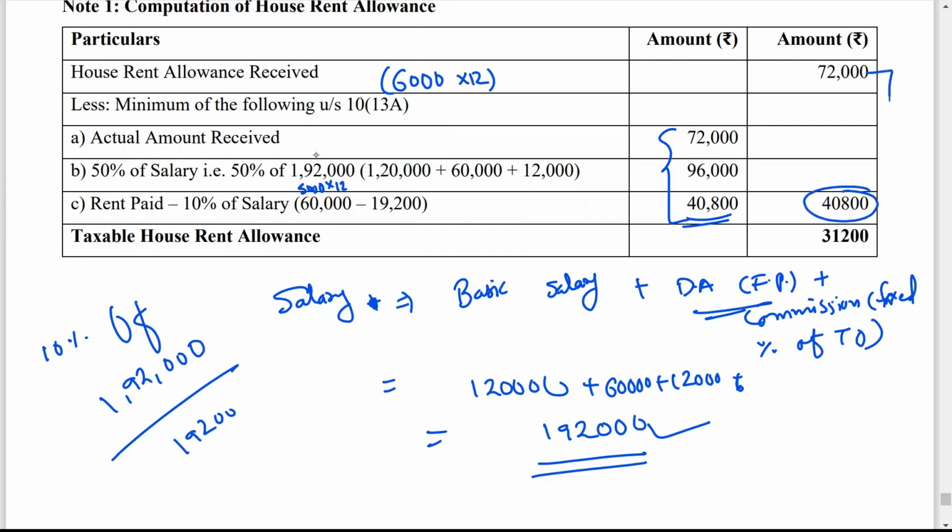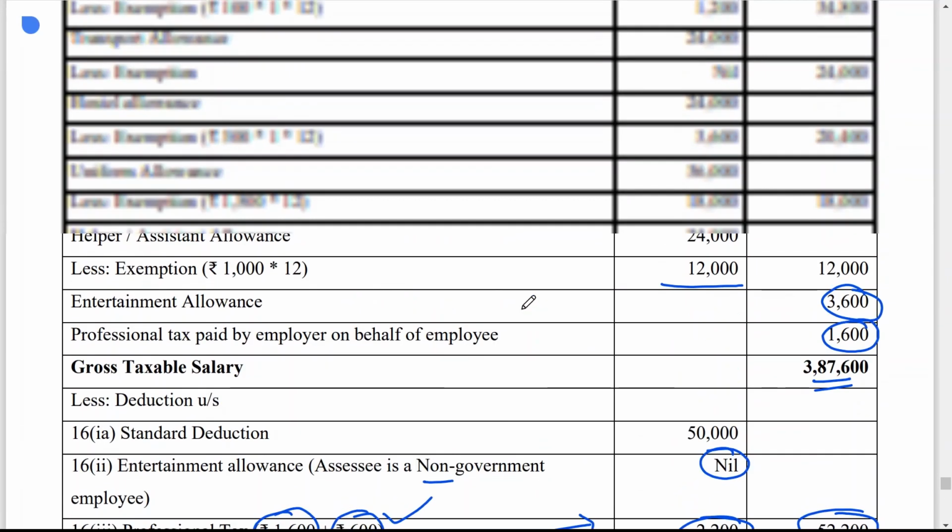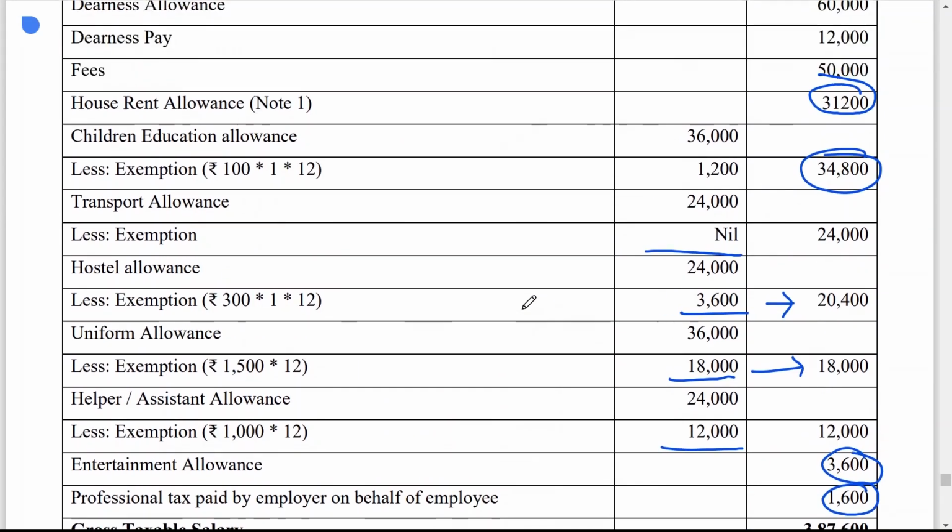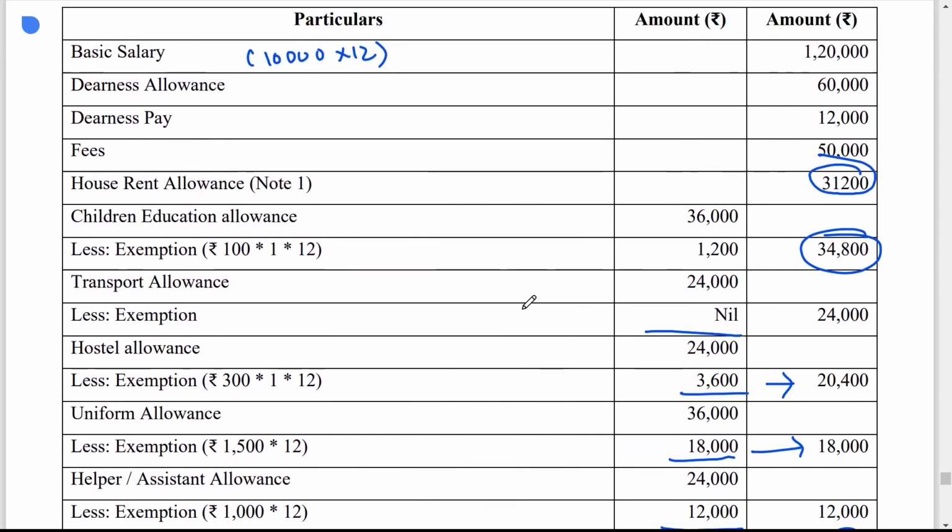So from 72,000, you have to deduct 40,800, you will get 31,200, and it is written in the example. So the same thing you have to do. House rent allowance, note 1, 31,200. This way you can do the example.